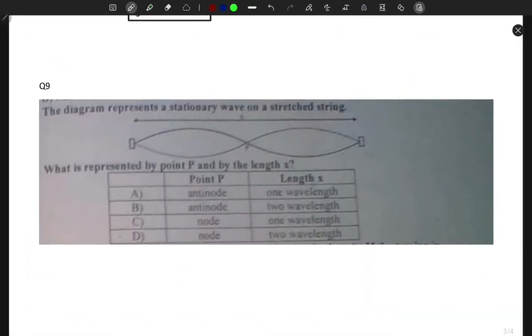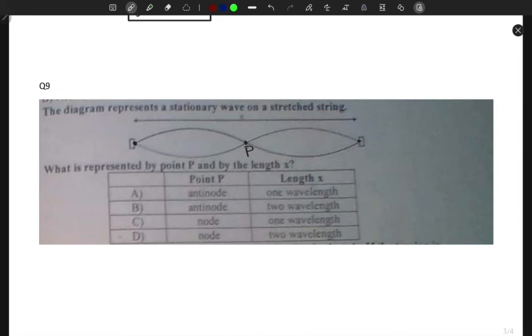Moving on to question number 9. The diagram represents a stationary wave on a stretched string. So this is a string that is stretched, and it's really closed, you could say, at both ends. So really what it means is that you have nodes at these two ends. What is represented by point P and the length x? So this is the point P, right? This is the point P. Let's make it clear.